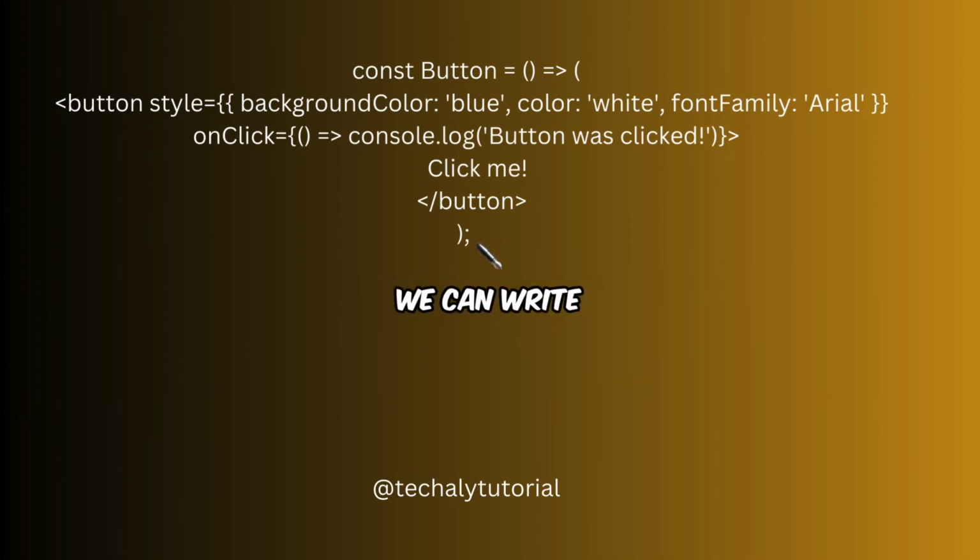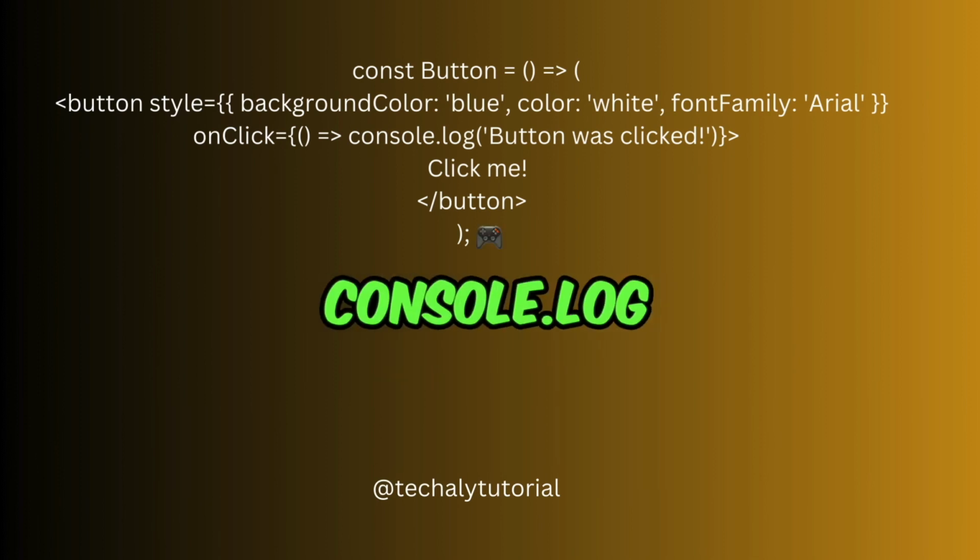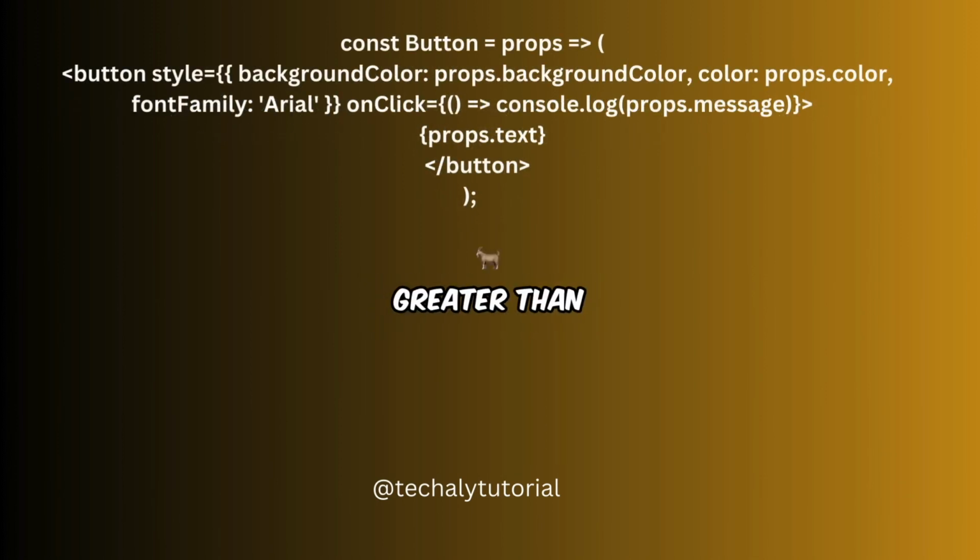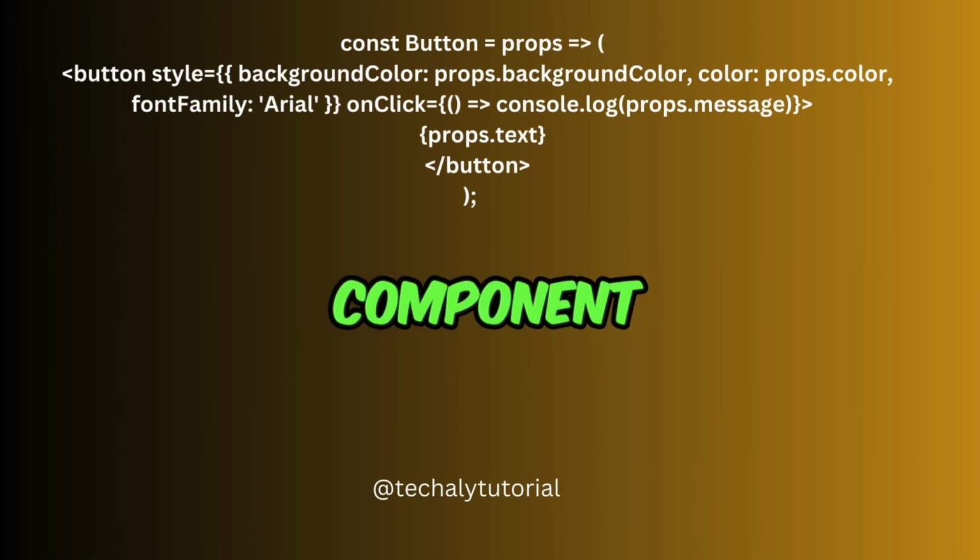To do this, we can write something like this. const button = (props) => <button onClick={() => console.log(props.message)}>{props.text}</button>. Here, we can directly pass arguments such as text, background color and message to our component as props.